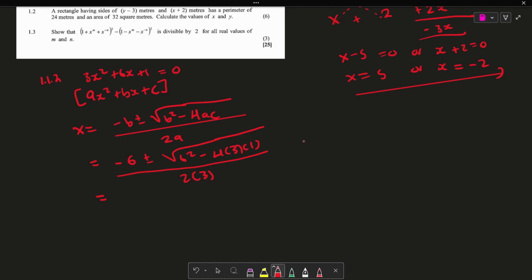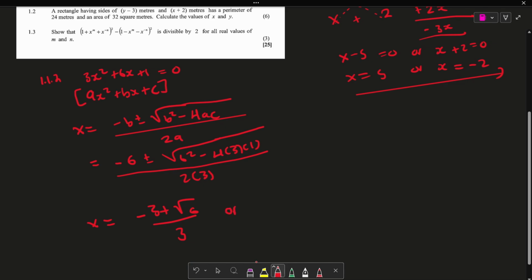So you're going to have minus 6. You can start by putting plus, or you can start by putting minus. The first solution is that x is equal to minus 3 plus or minus root 6 over 3.